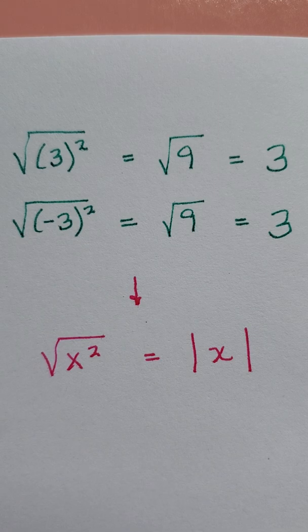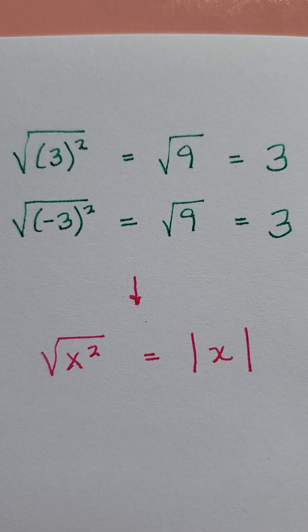Let's take a look at the other aspect of this. Let's say, for example, that we have 3 squared and then we take its square root. That would be the square root of 9, or the principal square root of 9, and that equals 3. Now if we start with negative 3 and we square it and take its square root, we also get the square root of 9, which is 3. So either way we get positive 3, whether the initial number started out being 3 or negative 3.